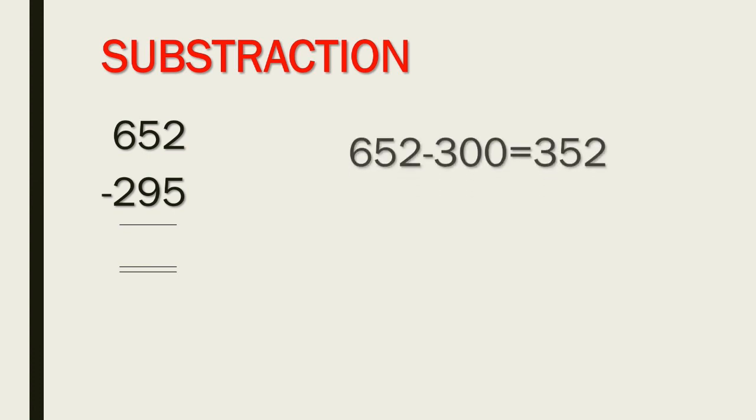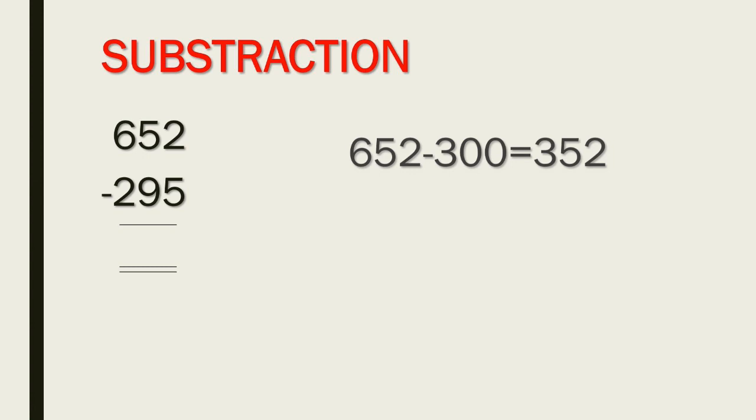The next thing is subtraction. Subtraction is also a new technique I'm going to introduce. What is 652 minus 295? You can calculate this using the conventional method, where you subtract 12 minus 5 and obtain the number, then subtract 14 minus 9 and obtain the number, then 5 minus 2, and then you obtain the number.